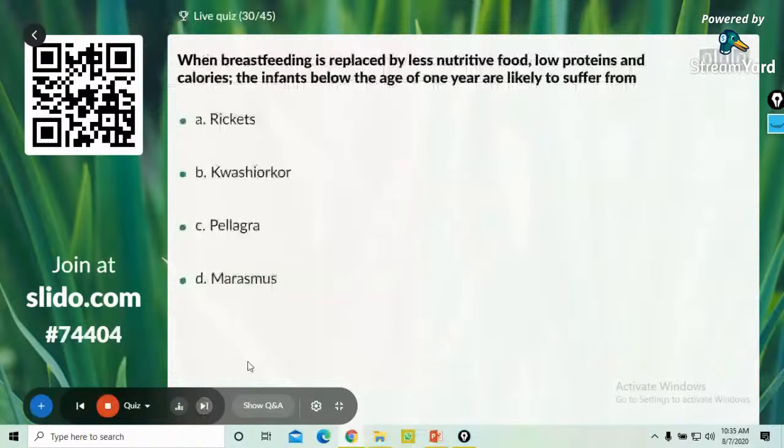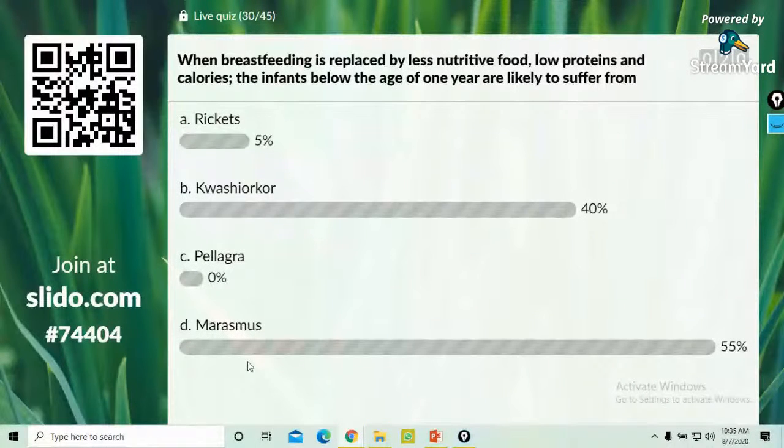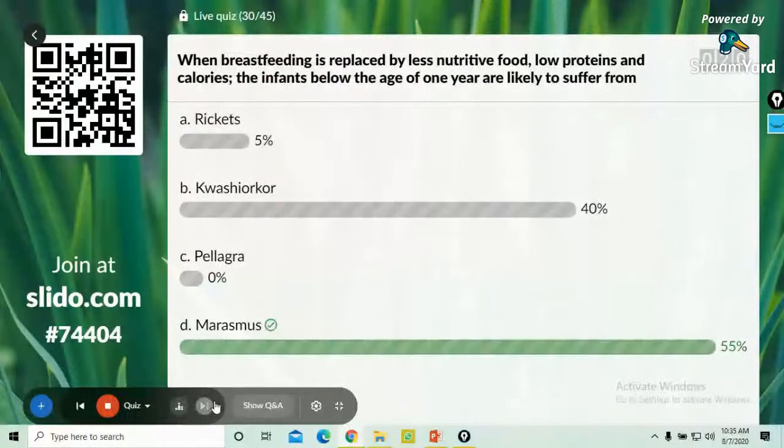30th question. When breastfeeding is replaced by less nutritive food, low in proteins and calories, the infants below the age of 1 year are likely to suffer from deficiency of protein. Rickets, kwashiorkor, pellagra, marasmus. The question is protein deficiency caused in the infants less than 1 year, and the correct answer is marasmus. Above 1 year, you can say the protein deficiency contributes to what? Kwashiorkor. Clear?